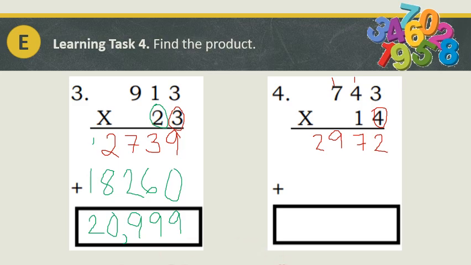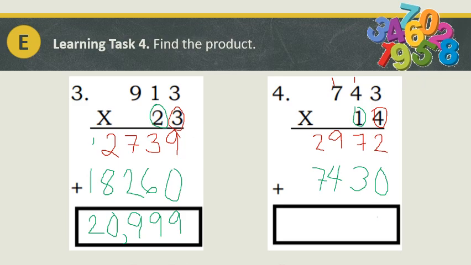Then, yung nasa baba naman, lagay tayo ng 0 sa dulo. Then, 1 times 3 is 3. 1 times 4 is 4. 1 times 7 is 7. Then, ipag-a-add na natin siya.